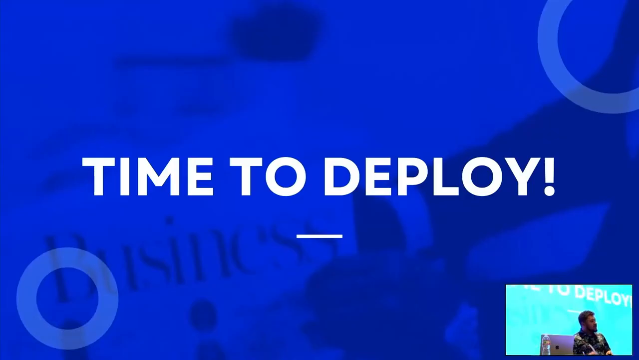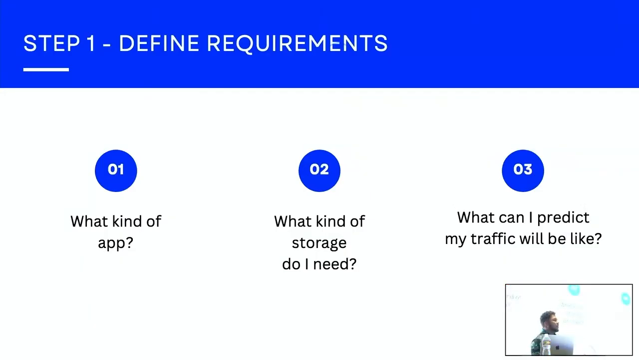So it's time to deploy. There are 6 steps that I like to think of when trying to go from ground one all the way up to full deployment in terms of getting something off the ground. So our first step is we have to define our requirements.